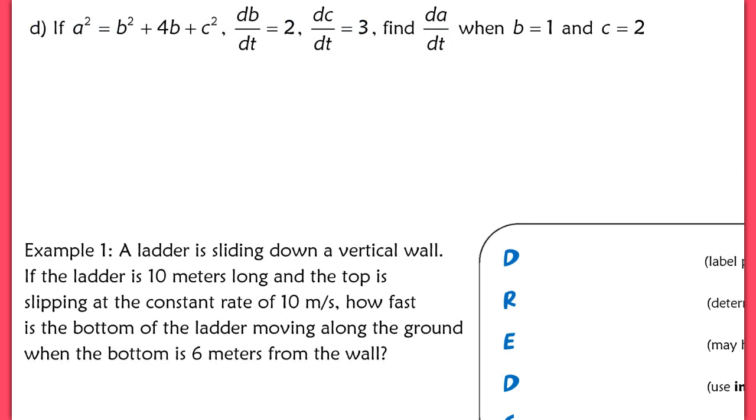All right, in problem D, we're looking at an actual related rates problem. They ask us to find a specific rate, dA/dt, when b is equal to 1 and c is equal to 2, when we have an equation here that relates all of our variables, a, b, and c, as well as a couple different given rates.